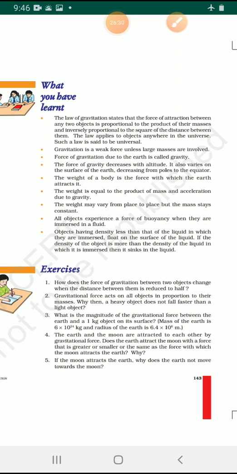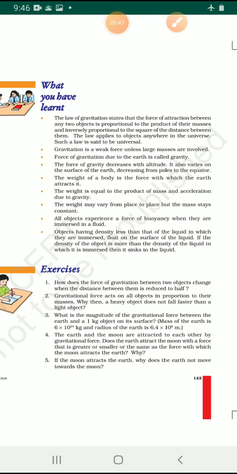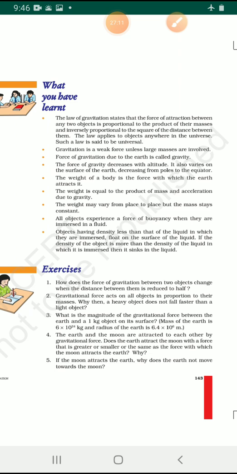The weight of a body is the force with which the earth attracts us, right? We have discussed mass and weight, isn't it? Wherever you take an object, whether the surface of the earth or the moon, the mass will remain the same, but the weight changes according to the gravitational force. For example, on the earth the gravity is more, so the object weighs more. If you take the same object to the surface of the moon, the gravity is less, so it weighs less, right? So weight is equal to the product of mass and acceleration due to gravity, right? We have discussed the formula and done a few problems also.